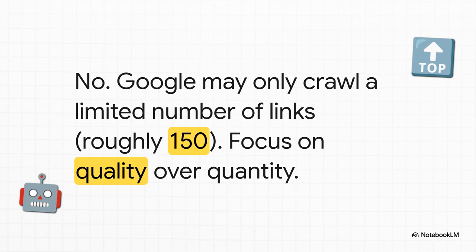Search engine crawlers have what's called a crawl budget. They may only pay attention to a certain number of links per page. The general guideline is around 150, and that includes your navigation. So stuffing a page with tons of links is not just overwhelming for a human, it's also a waste of time for SEO. You have to prioritize. It's always quality over quantity.